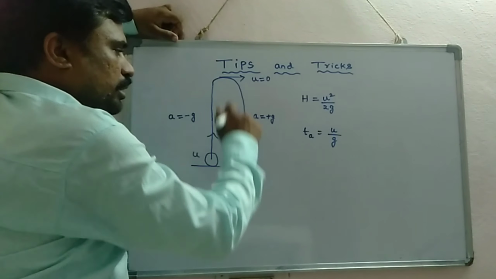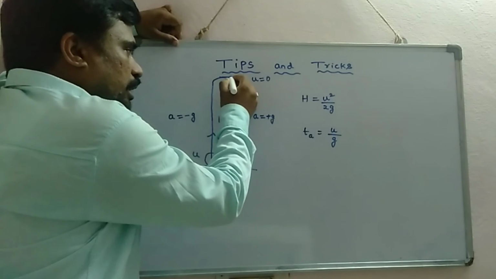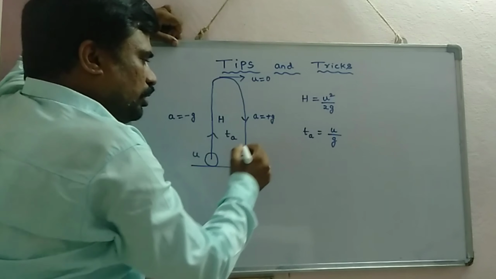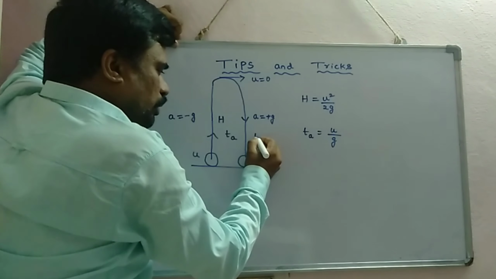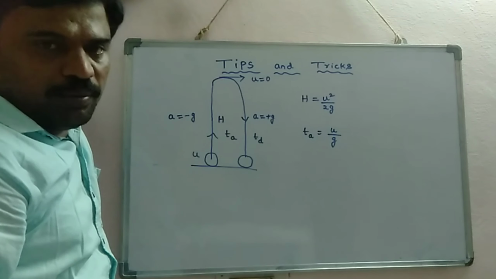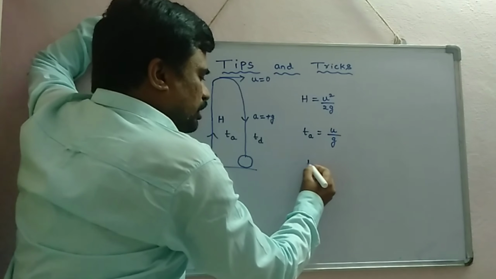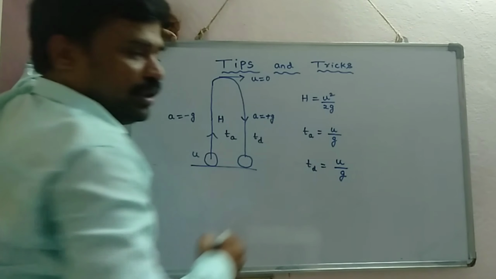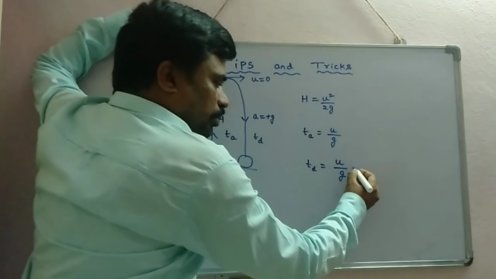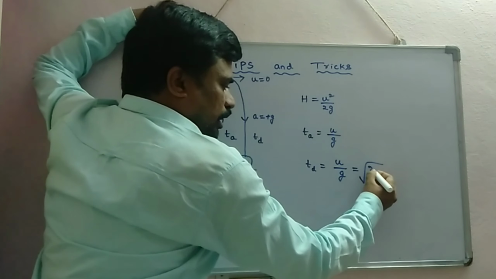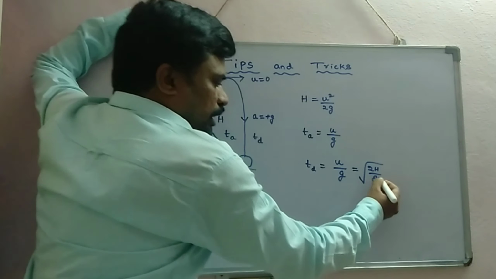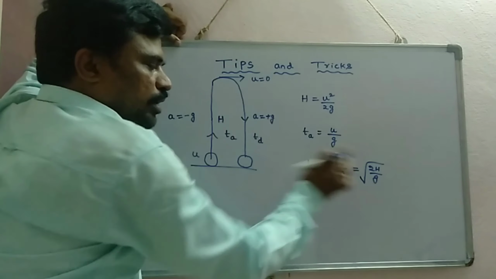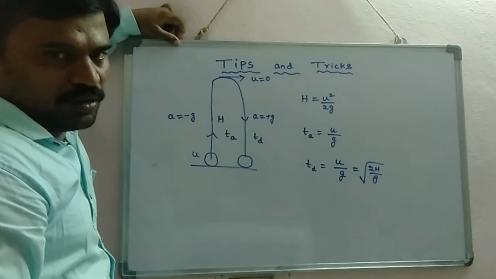Again it is going to reach the ground. How much time is it taking to reach the ground? We call it the time of descent, and the time of descent formula will again be u by g, and it has another formula also. The formula is under root 2h by g. If you know the maximum height, then we can calculate time of ascent and time of descent also.